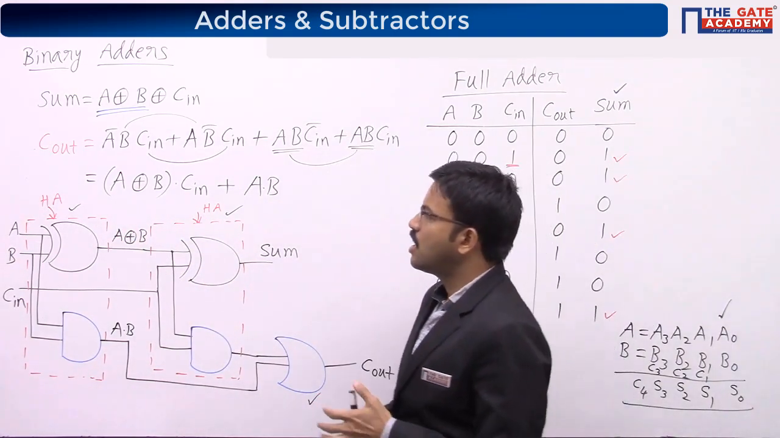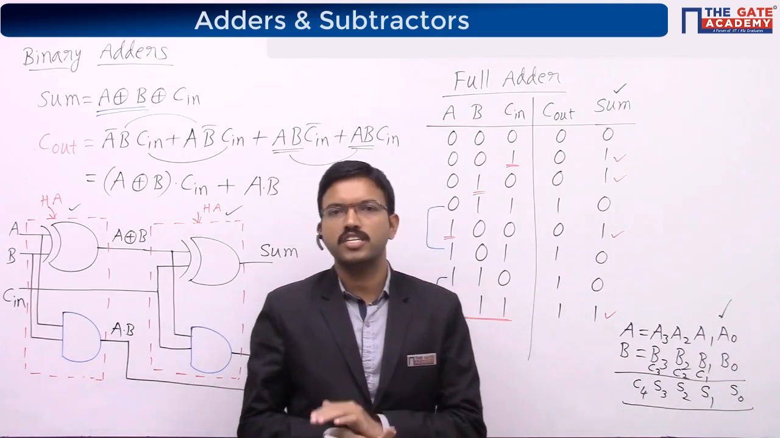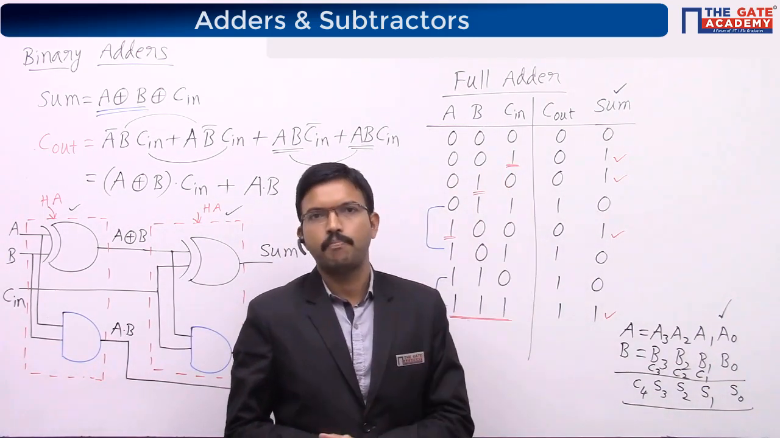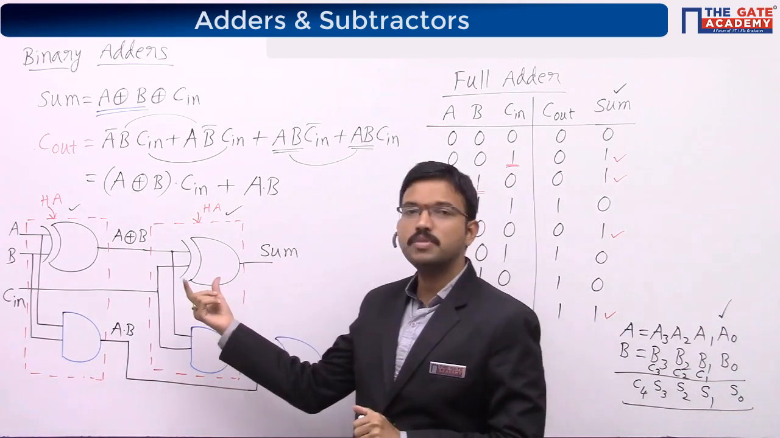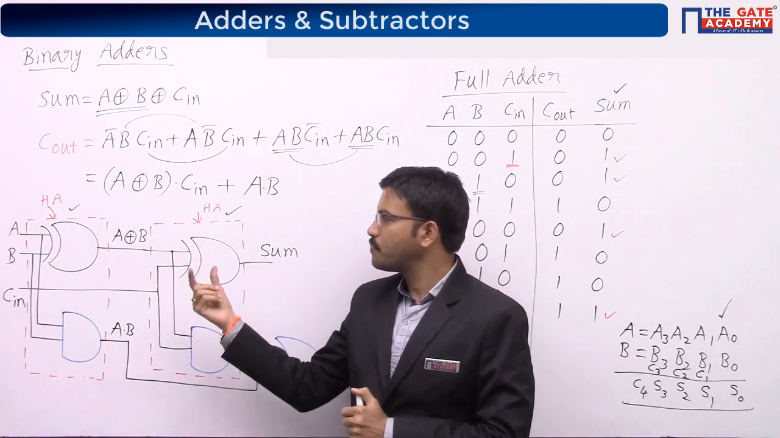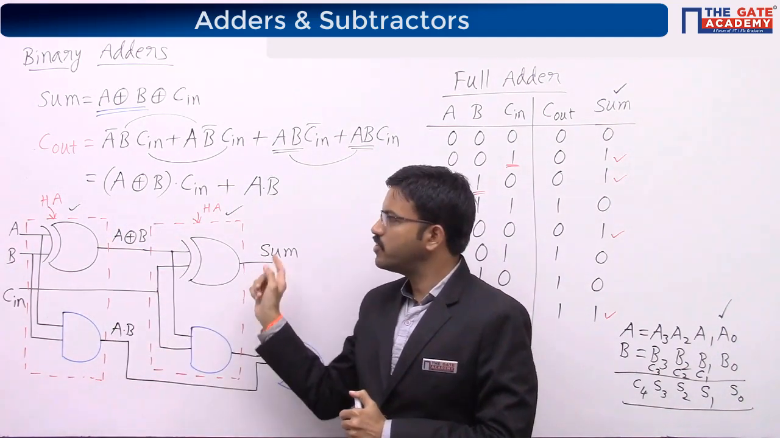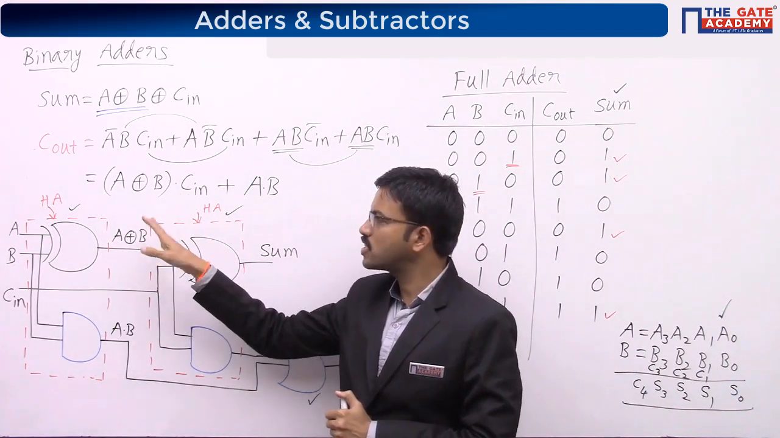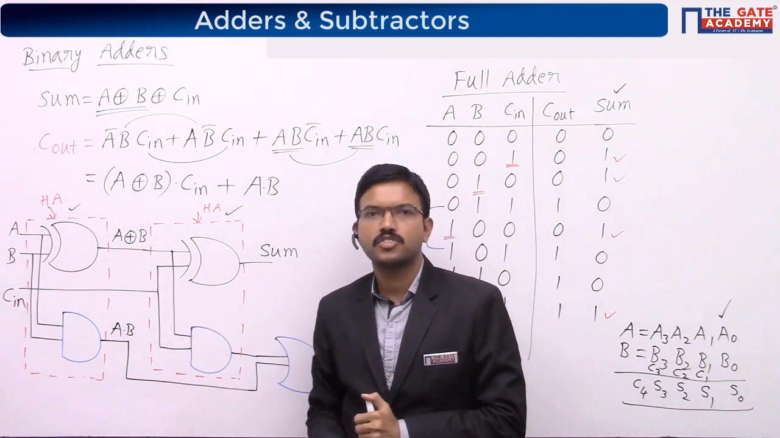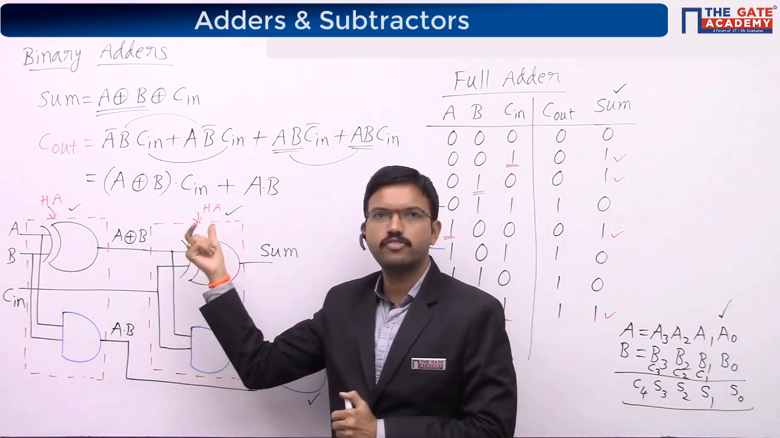So that means half adder performs addition of 2 single bits, whereas full adder performs addition of 3 single bits. It doesn't mean half adder performs addition of 2 half bits. It's not like that. For implementing a full adder, we require 2 adders of the previous type. Hence, we are calling the previous adder a half adder. 2 into half is nothing but full. Accordingly, the names came: half adder, full adder.